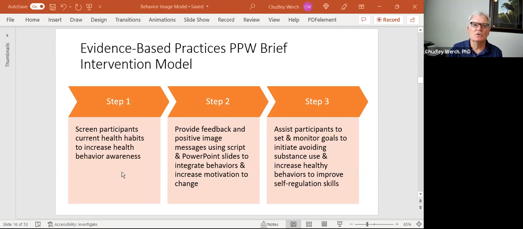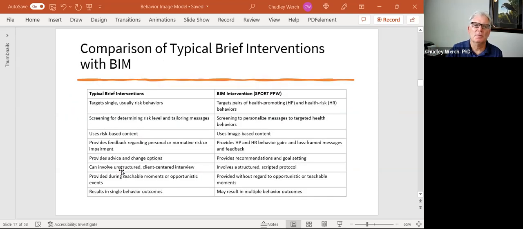Those are the steps of the behavior image model, based on the Prevention Plus Wellness logic model, actually, which we'll be coming into, based on BIM. Now, there are similarities, but there are differences between typical brief interventions, which are shown on the left-hand side. I know this is a little small, so I'll read it all for you. And the BIM interventions are on the right-hand side. If you look at typical brief interventions on the left, they typically target just a single, usually a risk behavior: alcohol, tobacco, marijuana. They screen for determining risk level and tailoring messages.